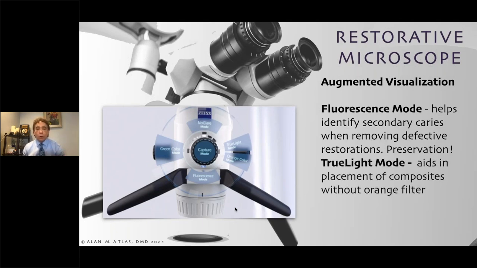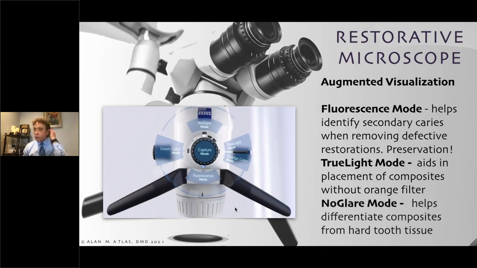And then we have this true light mode. Instead of using that nasty orange filter, I'm using a light that I can see very well. I can shape up the composite before I hit it with a curing light. That's the key. I want to make sure there's no excess on the margins, because I'm going to have to take that off and hurt the tooth. You know, as restorative dentists, we do a lot of damage to our teeth, to the restoration, while we're finishing it. We have to minimize finishing it. So the best way to do it is to see it. And to see it, use the microscope.